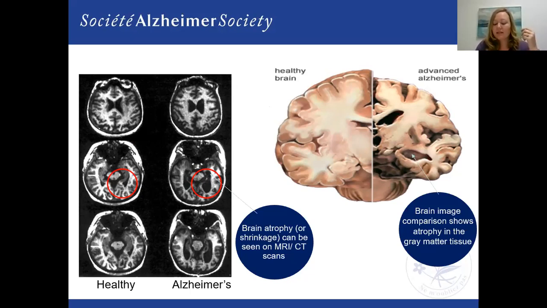On the right side of the screen is a comparison of the gray matter in a healthy brain on the left and a brain with advanced Alzheimer's disease on the right. Whenever you see spaces and shrinkage, that's a loss of functioning to that particular spot in the brain. This shrinkage directly translates into a change of behavior, function, or ability that the particular part of the brain is responsible for controlling.